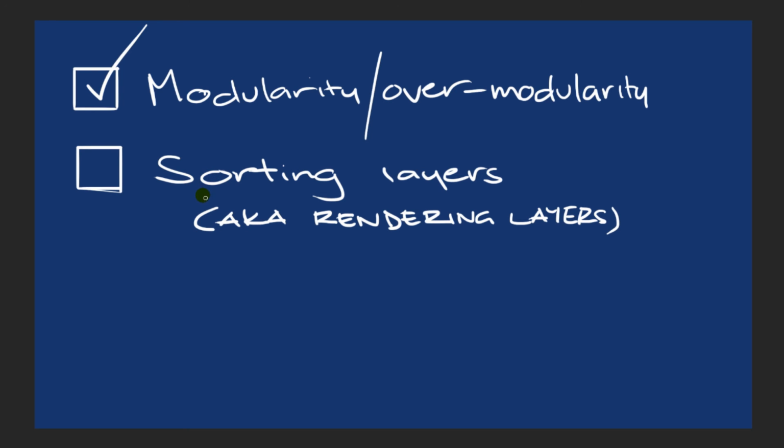The next thing is sorting layers. Be aware that you don't want to have something important drawn underneath something that isn't so important, like having the player drawn under a wall, a background. So make sure that you use sorting layers, because that's what they're there for. They're there to make sure that everything important is being drawn on top of everything that's not so important. So let's check that off.